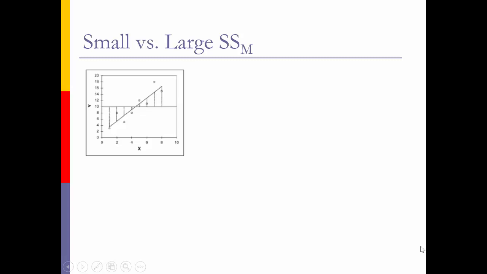Okay, talking about large versus small sum of squares for the model. On the sum of squares PowerPoint, we saw this drawing here. What this indicates is all the dots, right, so all those dots are our data points. And this horizontal line, sorry, is the mean.